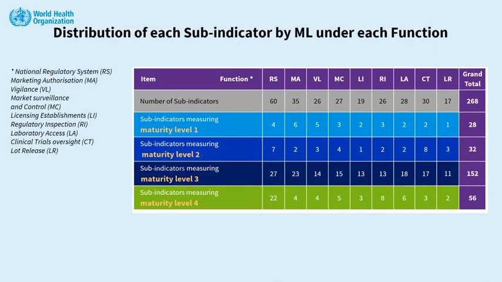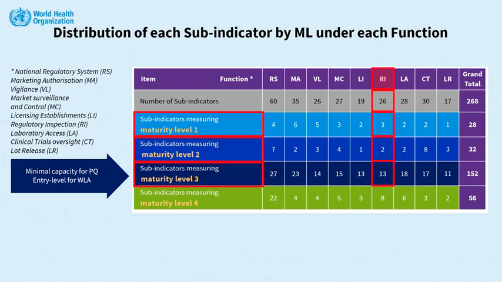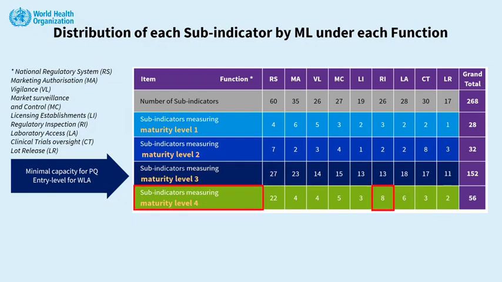Let's go back to this tabular data showing the distribution of sub-indicators by maturity level under each function. In total, there are 268 sub-indicators in the GPT. All regulatory functions and the corresponding number of sub-indicators are listed here. Let's consider the case of regulatory inspection for this example. There are 26 sub-indicators for RI, of which 3 sub-indicators are at ML1, 2 are at ML2, 13 are at ML3, and 8 are at ML4.